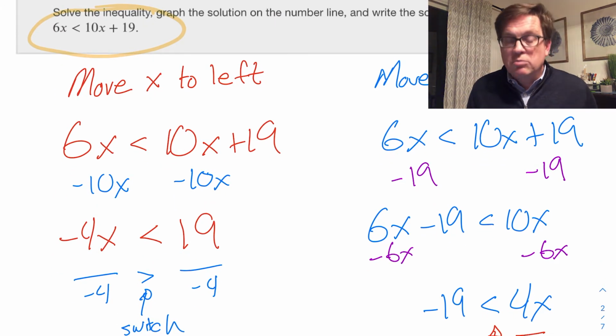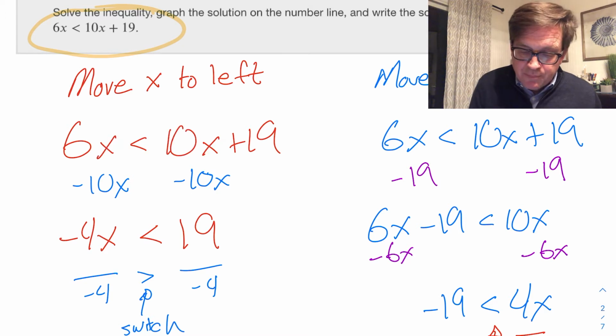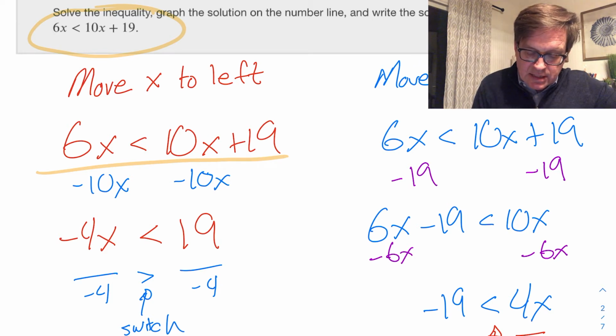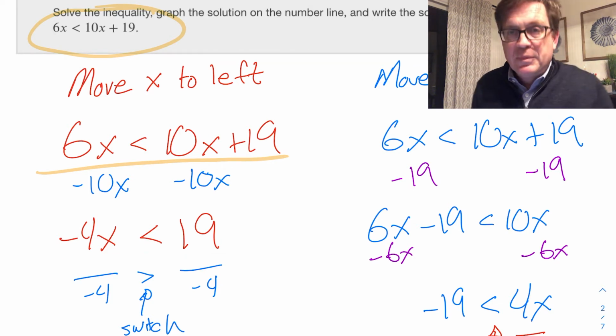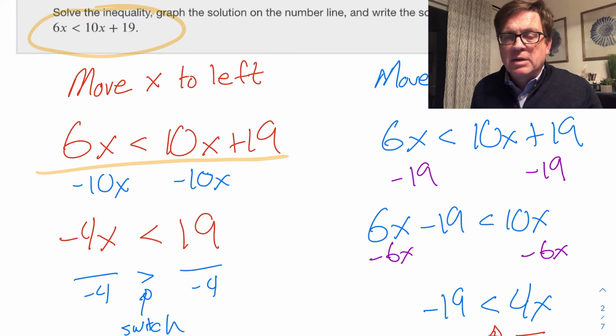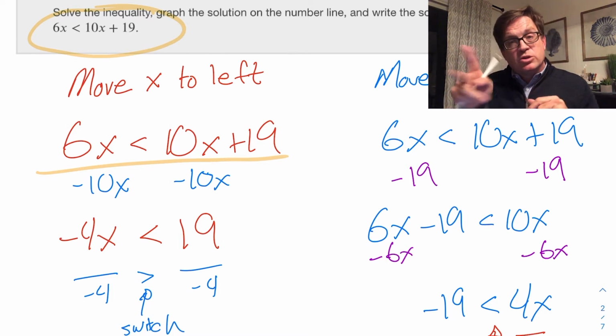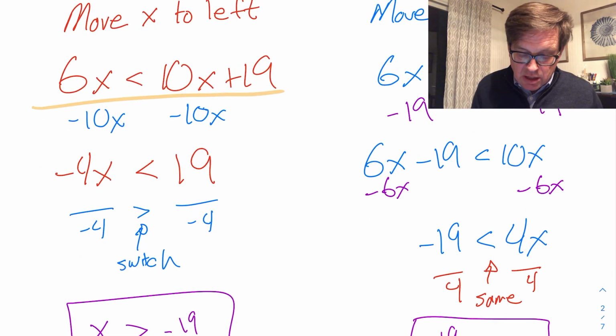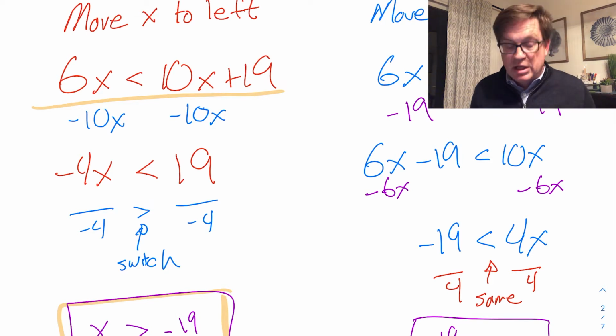So if you want to move the x to the left, you start with this example of 6x is less than 10x plus 19. First thing, you subtract 10x from both sides. 6x minus 10x is -4x is less than 19. And then to get x by itself, you have to divide by -4. And when you divide by a negative number, that multiplies everything by -1, so it switches the direction of the inequality from the less than that it was to a greater than. And so you end up with x is greater than -19/4, which is an inequality solution for what we want.